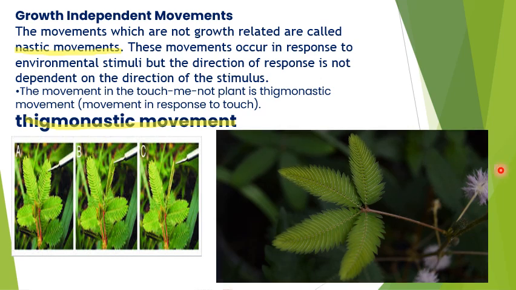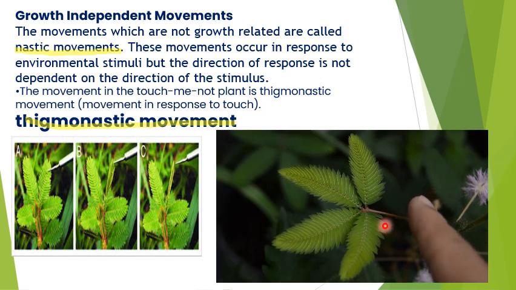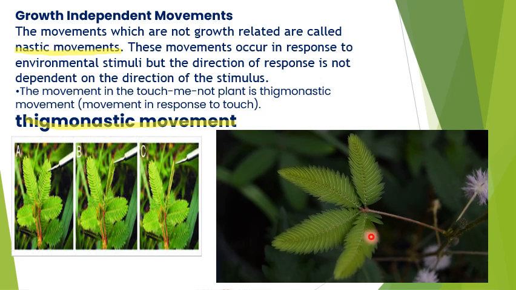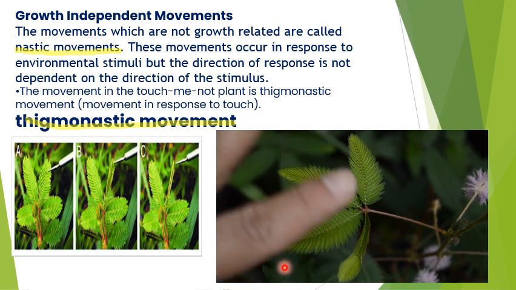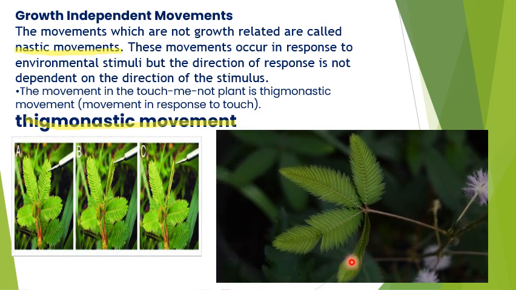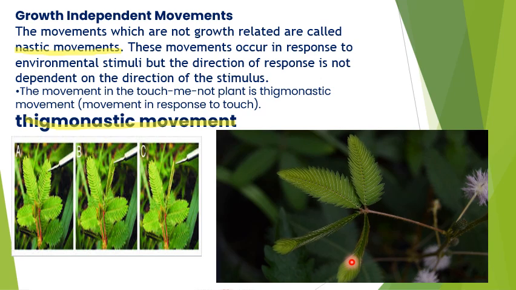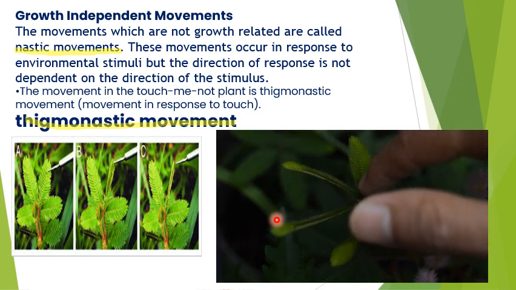Have a look at this video, children. See how the person tries touching the leaf of a plant, immediately it starts folding, right? So a very beautiful thing we can see in our nature. So this is what we call thigmonastic movement. I hope you got it. Now let us move on to the next slide.